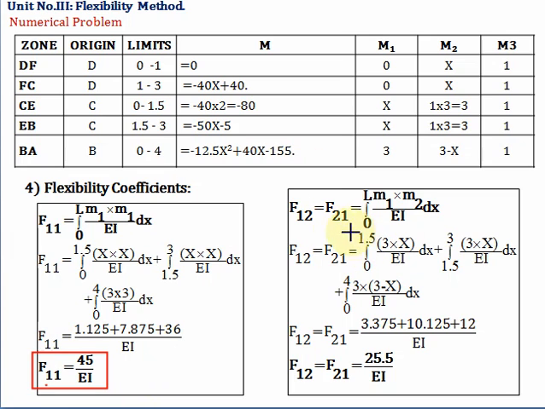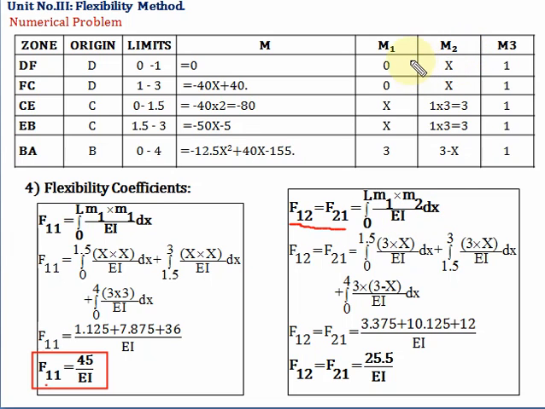In the same way, you have to find the value of F12 and F21. So here, what should be the value of small m? It is m1 into m2 or m2 into m1; both will be the same. So integration 0 to L, m1 into m2 upon EI into dx.